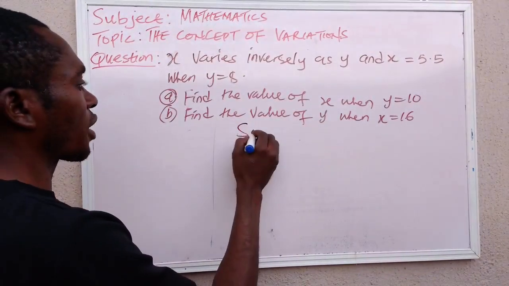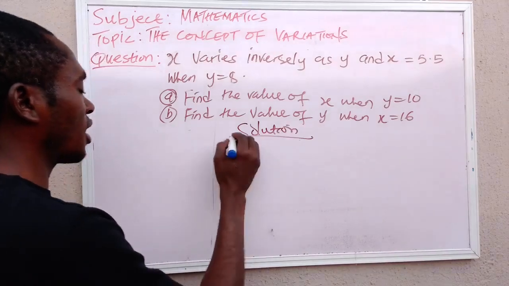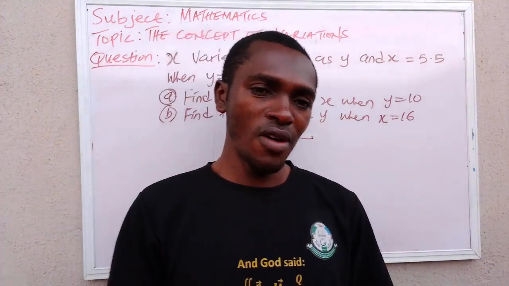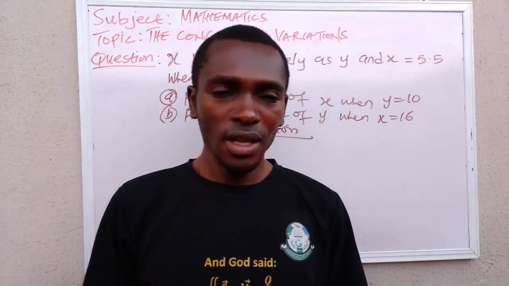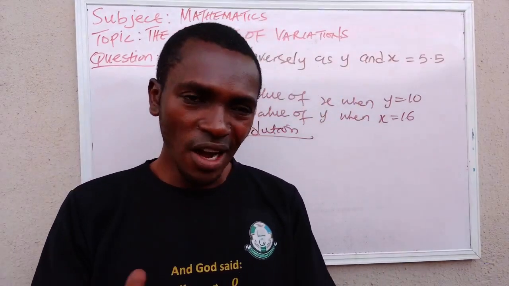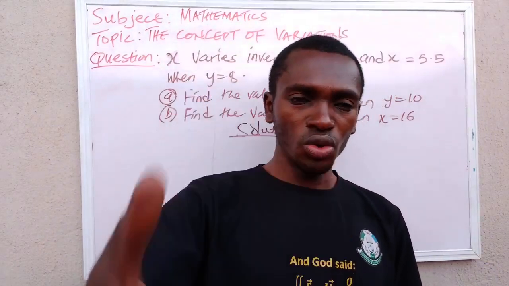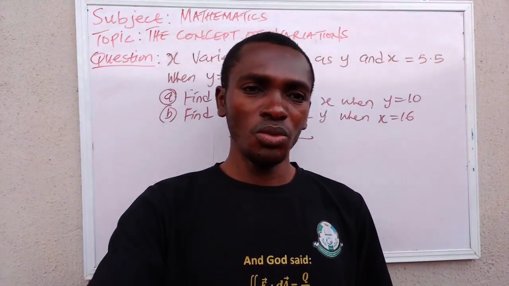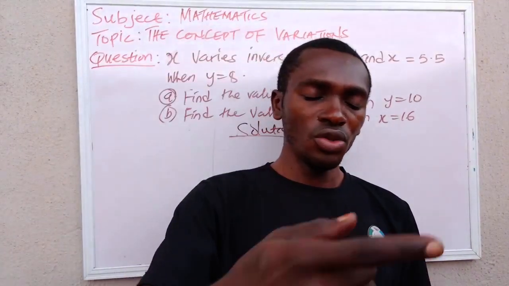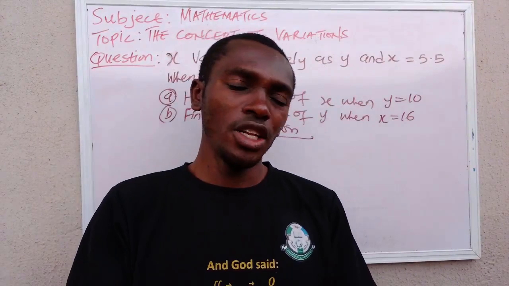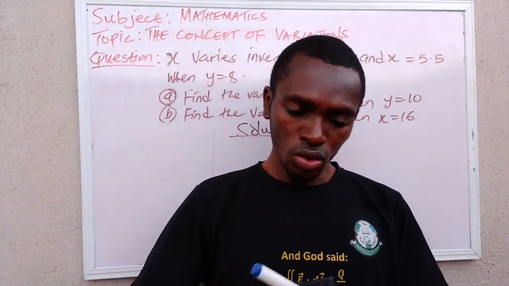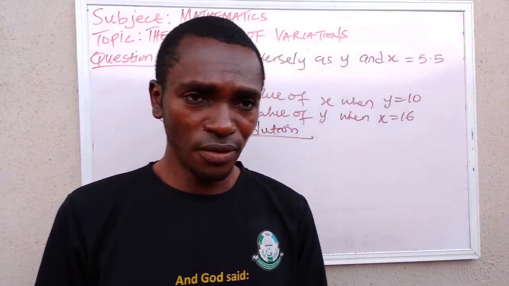Solution. And don't forget, I told us in our last videos on direct variation, anytime you have a question on variation, the first thing you are to do is to find the value of the constant, meaning you need to introduce a constant into the relationship you are given. Then when you get the value of the constant, take the constant back into the relationship and form a formula, and that formula is what you are going to use to solve any other question that follows.